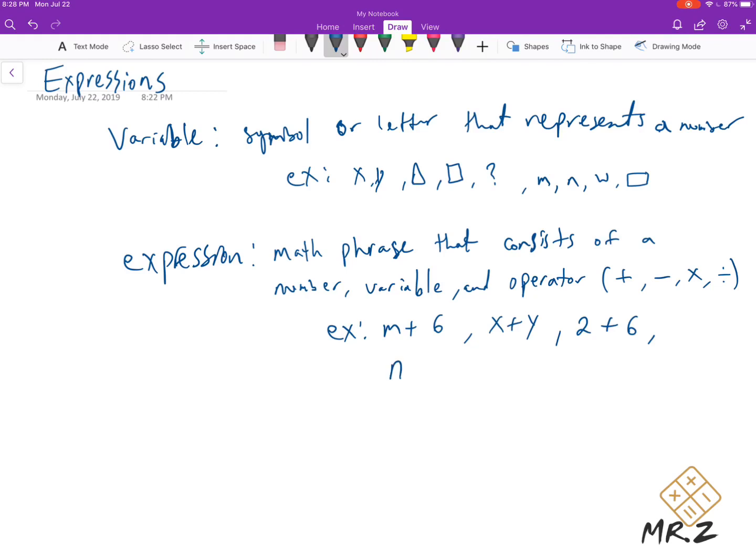N minus 6. I told you, no creativity. It's all addition. I don't know what's up with me today. M divided by 9. Another way you can write m divided by 9, guys, and you'll see this a lot, is like this. It looks like a fraction because fraction is also division. And don't worry, bear with me. I know you guys don't like fractions, but bear with me. We won't get right into it right away. I'll ease you right into it. But that's another way you can show division, m over 9.